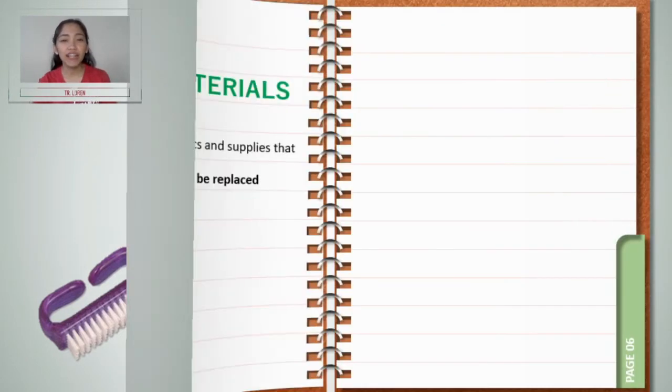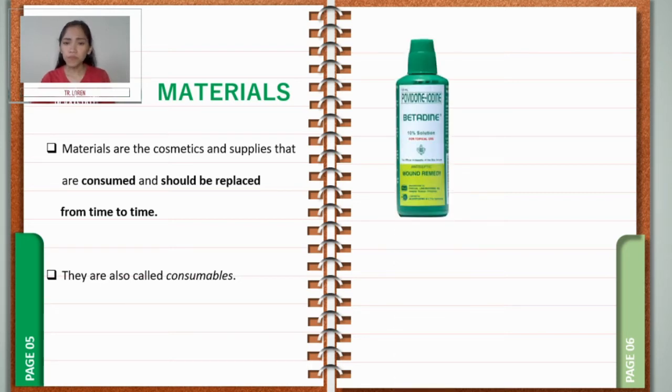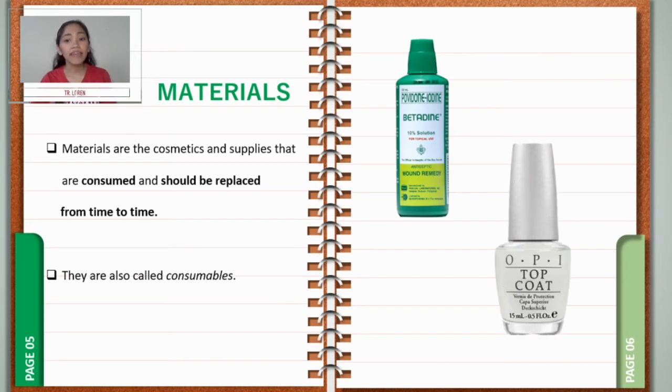Next are the materials. Materials are the cosmetics and supplies that are consumed and should be replaced from time to time. Unlike tools, which are permanent and durable, materials should be replaced from time to time. They are also called consumables. Let me give you an example: the antiseptic solution or betadine, and the top coat. These are the cosmetics or materials that we use in nail care service. These two are classified as materials because they are consumed from time to time and are not permanent.